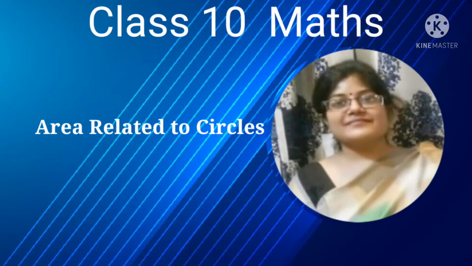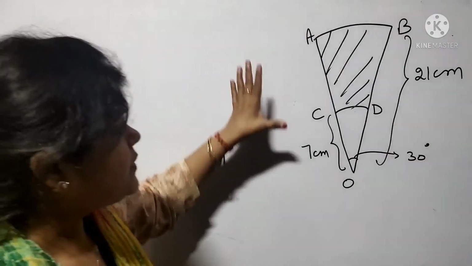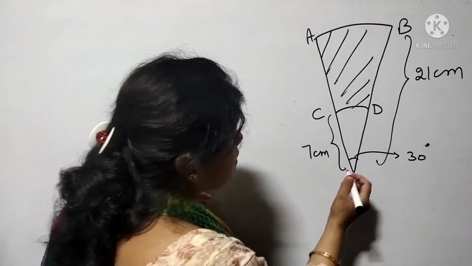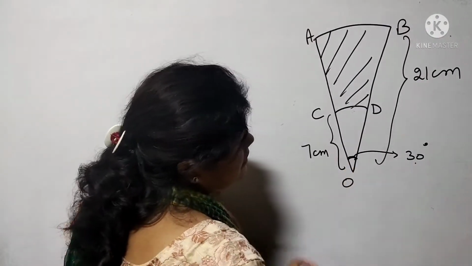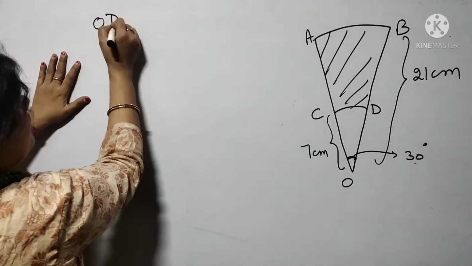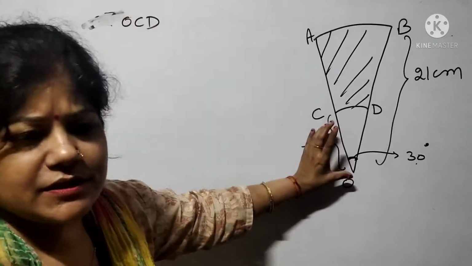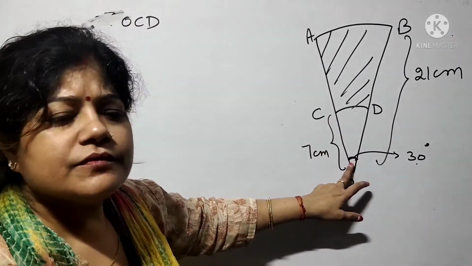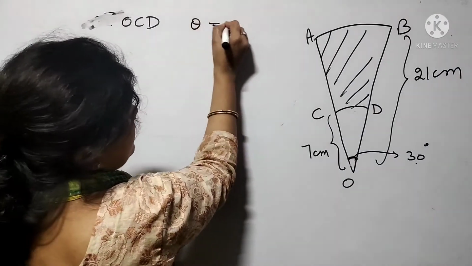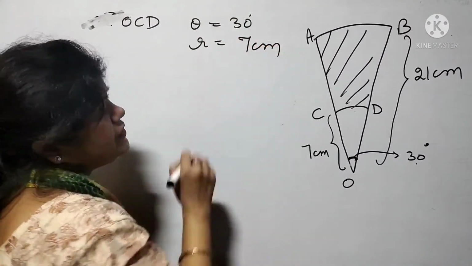In this particular question, we have to find the area of the shaded region. Now, from this figure, you can easily observe this angle is 30 degrees. And this is a sector O, C, and D. This is a smaller sector having an angle of 30 degrees. Theta is 30 degrees, and the radius for this sector is 7 centimeters.